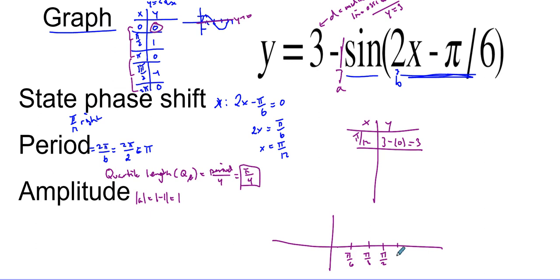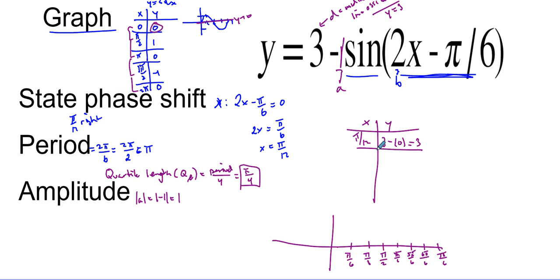We'll have 4 pi over 6 would be, I'm sorry, 1, 2, 3. Then we have 4 pi over 6. And then we'll go with 5 pi over 6. And we'll go 6 pi over 6. And then we'll have 7 pi over 6. I think that probably will get us to where we need to go.